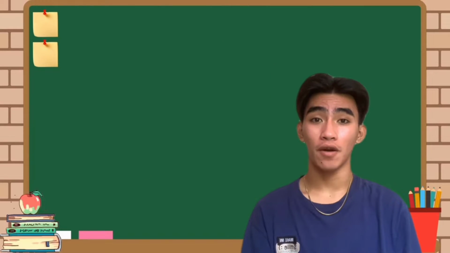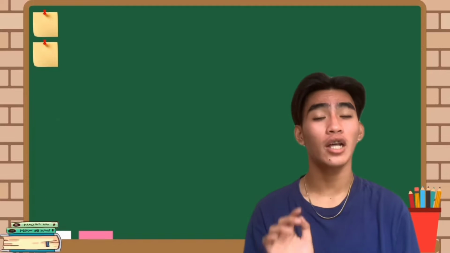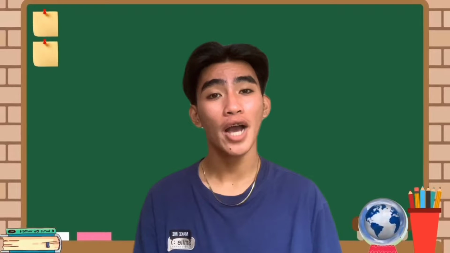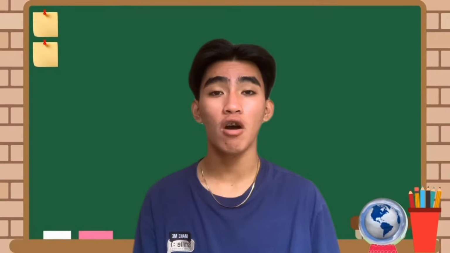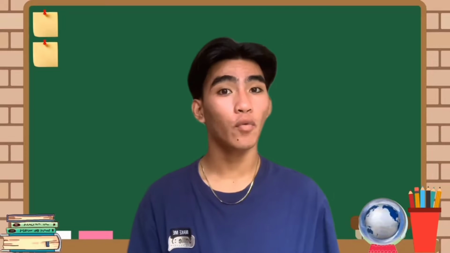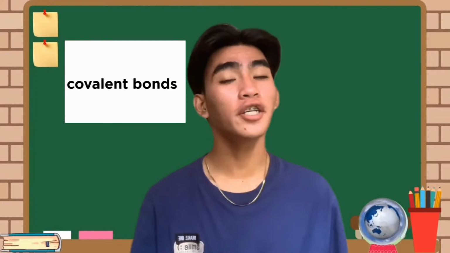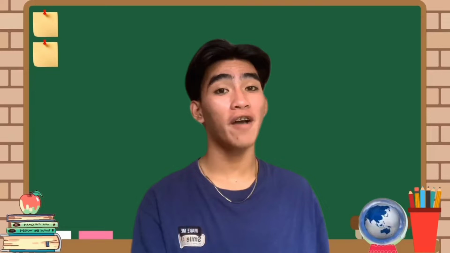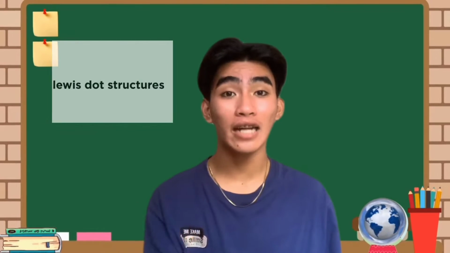And for today's video, let's learn how to draw a Lewis dot structure. We've learned about how ions come together to form ionic compounds. But much more interesting is the way atoms form networks of covalent bonds. In order to talk about this, we're going to have to learn how to draw Lewis dot structures.